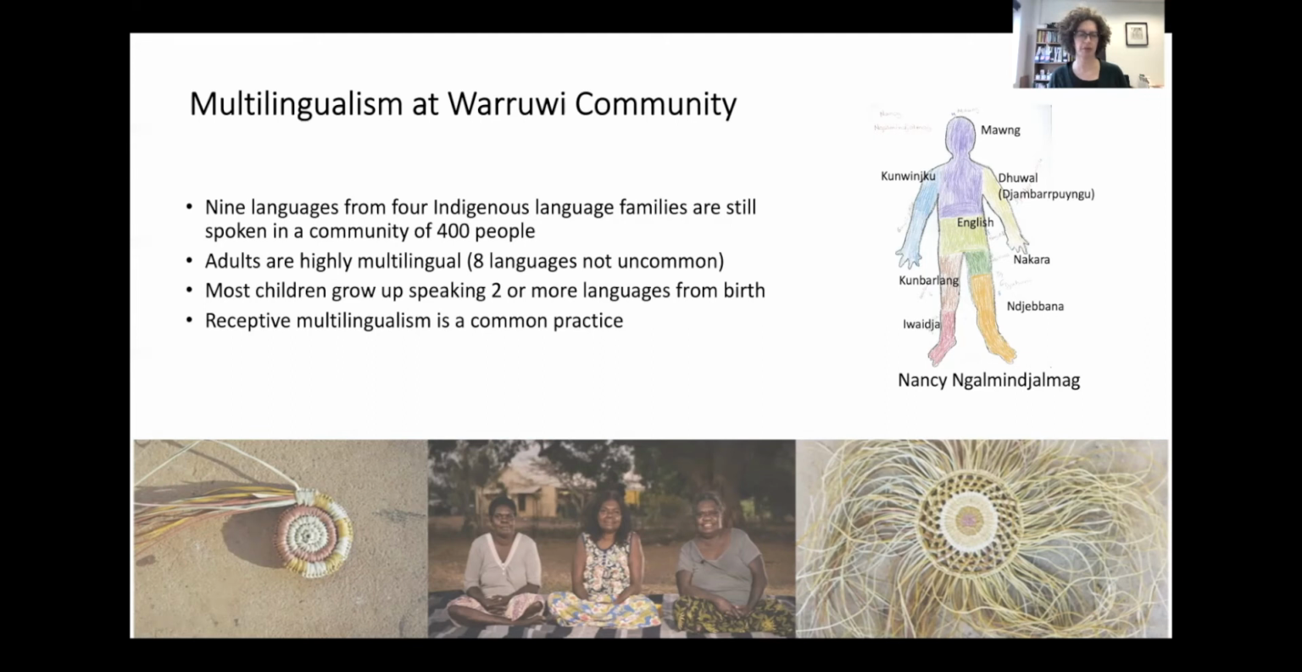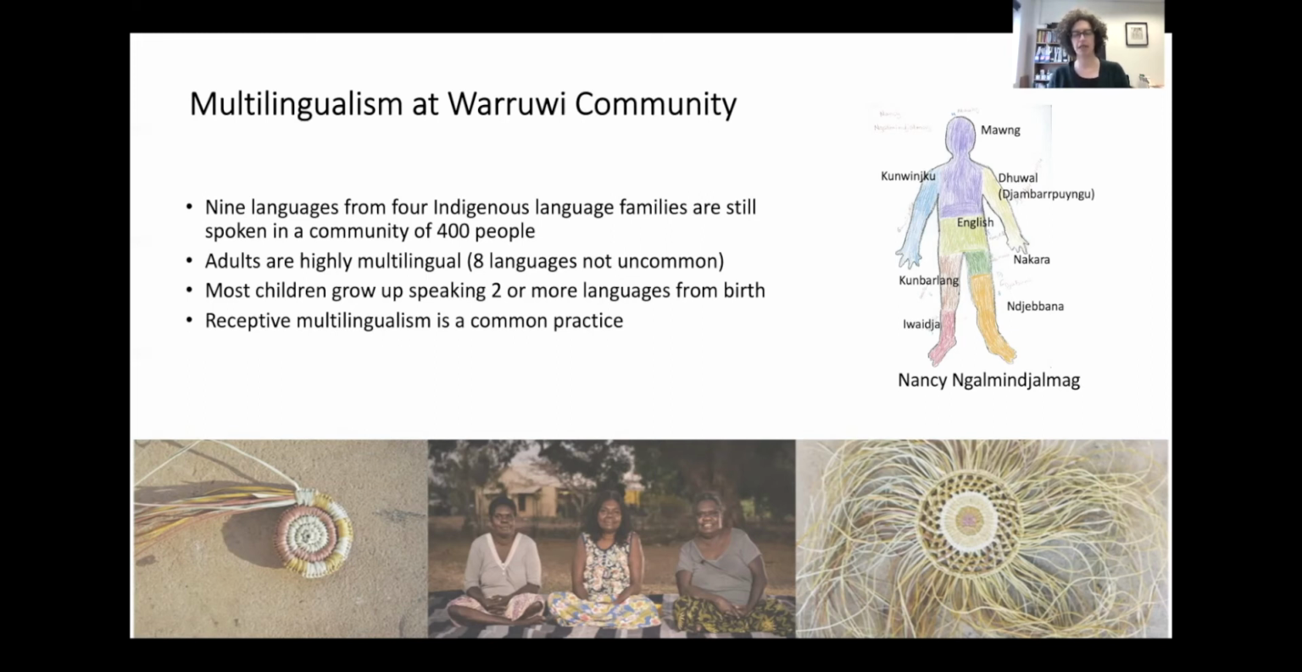So at Wadawurrung community, it's a community of around 400 people. And people speak 9 different languages from 4 Indigenous language families. So the languages that people speak are quite different from one another. Some of them are where there is related languages or dialects, I've counted them as one language. So adults tend to be highly multilingual. So speaking 8 languages is not uncommon. And most children grow up speaking 2 or more languages from birth. So some of their main carers who they live with speak different languages to them from birth.